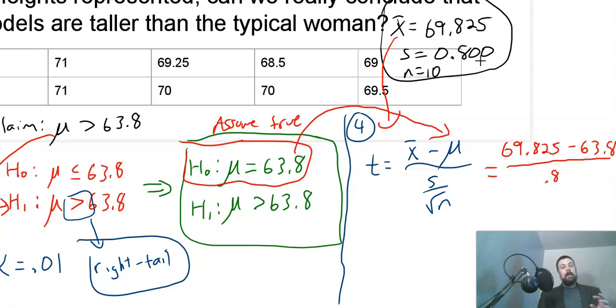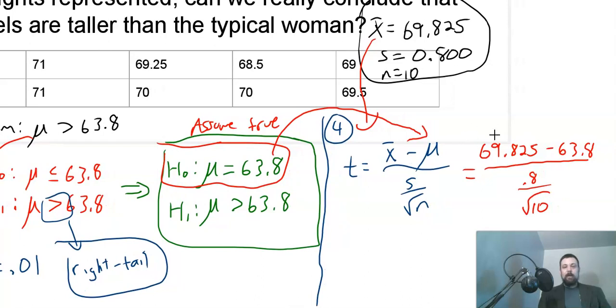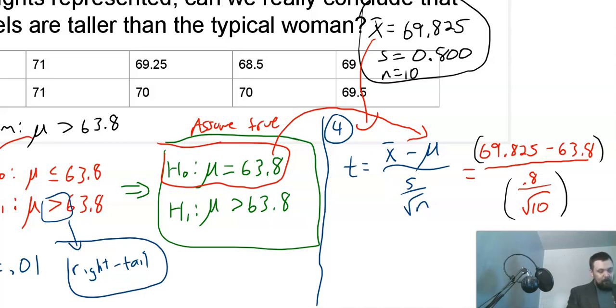Now, on paper, it's good to keep the extra zeros, but a calculator doesn't care about those extra zeros, so we can just drop them. Divided by the square root of n, which is 10. Now, remember when we type this into our calculator, you want to use parentheses around the numerator, and also parentheses around the denominator. So we're going to have parentheses 69.825 minus 63.8, close the parentheses, divided by the denominator, parentheses, 0.8 over the square root of 10, close parentheses on the square root, close parentheses on the denominator, enter.